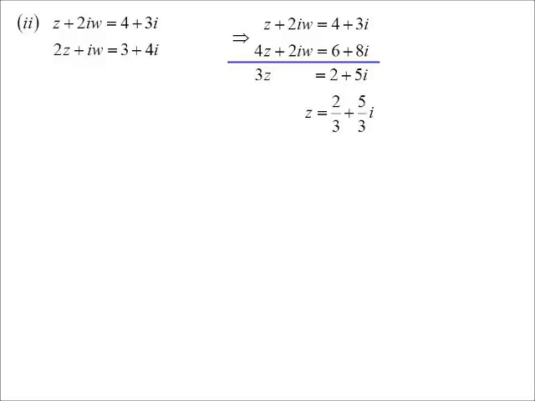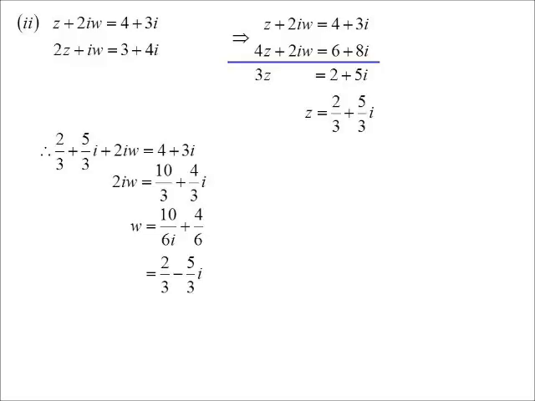What would I then do in a normal simultaneous equation? Oh, well, I'd go and substitute in and find the other one. That's exactly what I do. z is 2/3 plus 5/3 i. Substitute it back in. I've chosen the top one to substitute back in. Okay, so I've got 2iw is 10/3 plus 4/3 i. So I have to divide by 2i. So I get 10 on 6i plus 4 on 6.